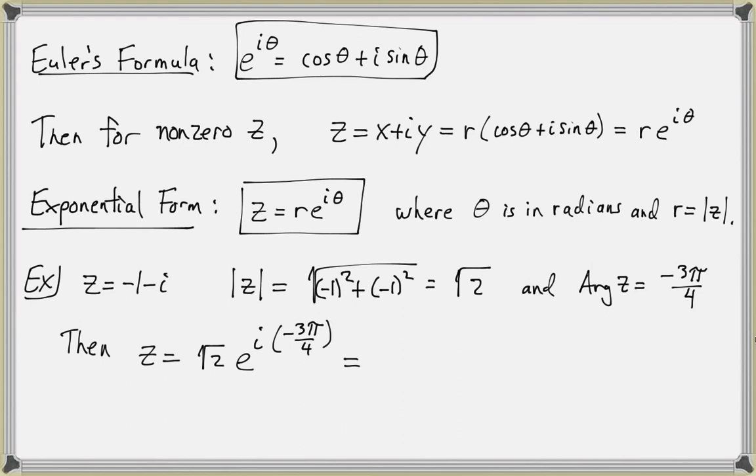And there's an infinite number of representations of z in exponential form because we have an infinite number of representations of theta, so we could write z as square root of 2 e to the I negative 3 pi over 4 plus any integer multiple of 2 pi. So any one of these representations where n is an integer would give us the exponential form of z.